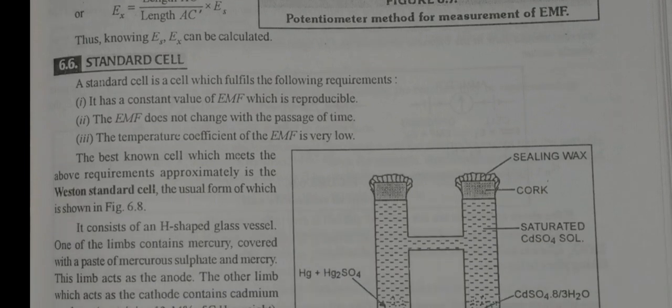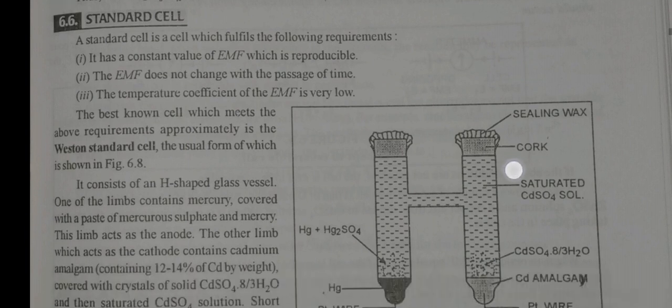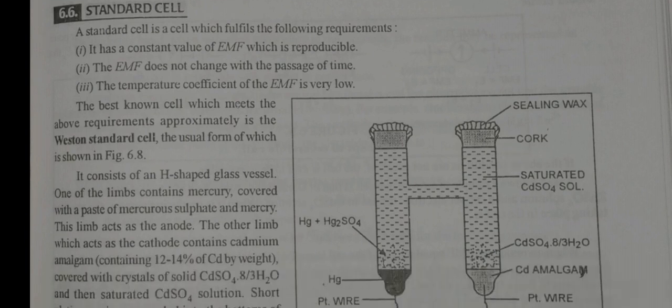Standard cell. A standard cell is a cell which fulfills the following requirements. First, it has a constant value of EMF which is reproducible. Second, the EMF does not change with the passage of time. Third, the temperature coefficient of EMF is very low. The best known cell which meets the above requirements approximately is the Weston standard cell, the usual form of which is shown in figure 6.10.